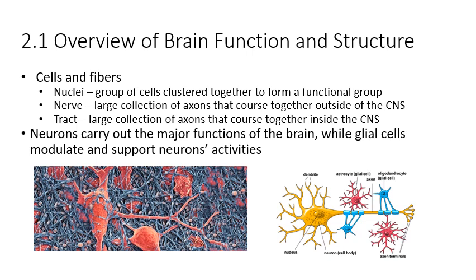The brain is made up of cells and fibers. Nuclei are groups of cells that are clustered together, cells being neurons in the brain for the most part, and they form a functional group. Nerves are large collections of axons, which we'll get to, but axons are branches that come out from the cell body that communicate information to other cells. A nerve is a large collection of these that run together outside of the central nervous system. And then a tract is the same thing, but inside the nervous system.